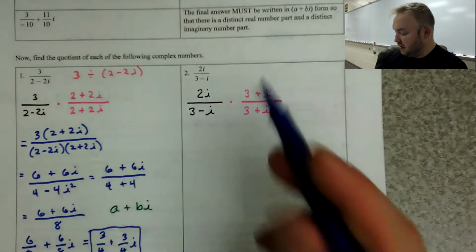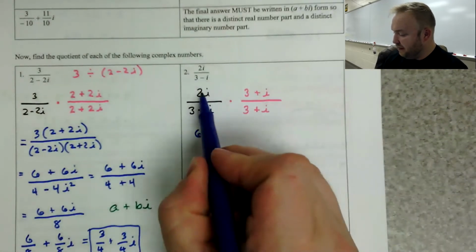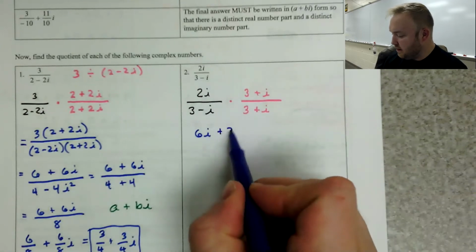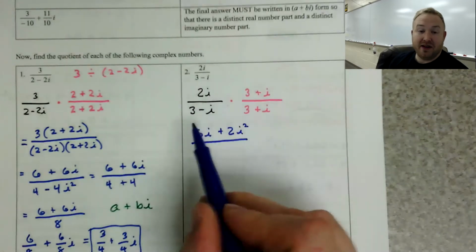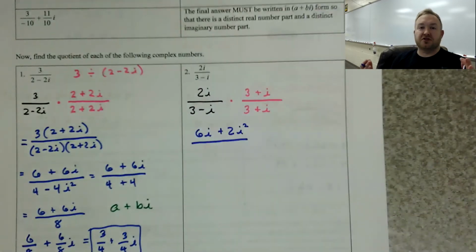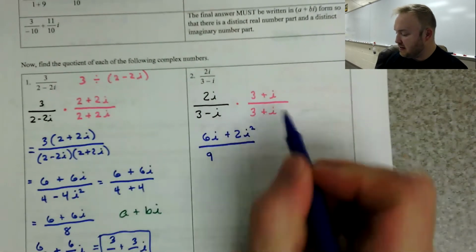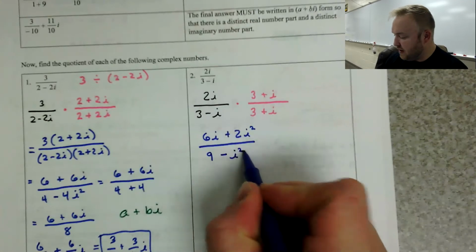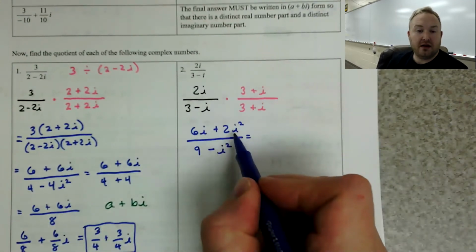Let's do it. 2i times 3 is 6i, and then 2i times i is 2i squared. In my denominator, the denominator is the easiest part. It's a difference of squares. Just first times first, last times last. 3 times 3 is 9. Negative i times positive i is negative i squared. Now you see this 2i squared?